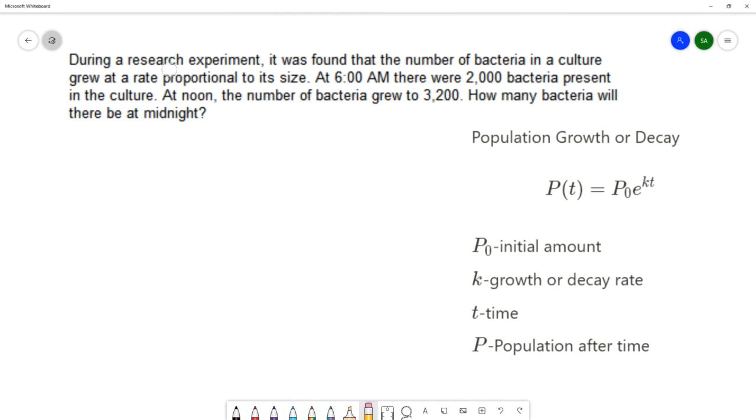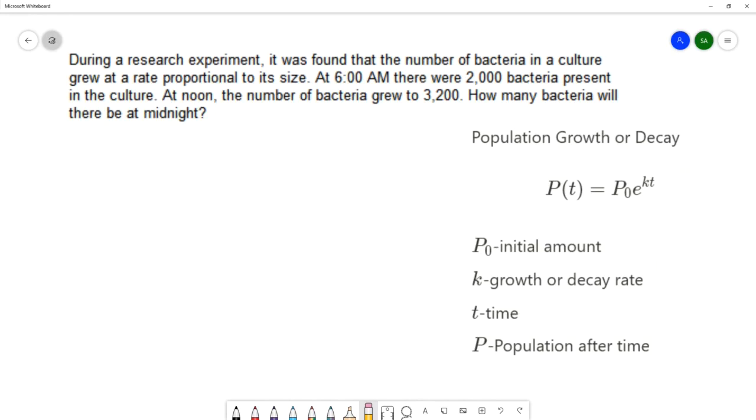During a research experiment, it was found that the number of bacteria in a culture grew at a rate proportional to its size. At 6 a.m., there were 2,000 bacteria present in the culture. At noon, the number of bacteria grew to 3,200. How many bacteria will be there at midnight?